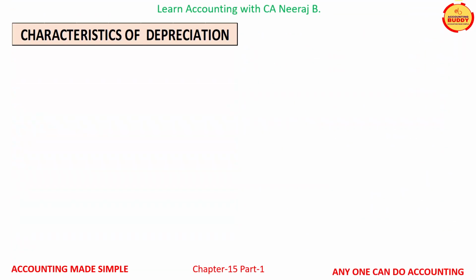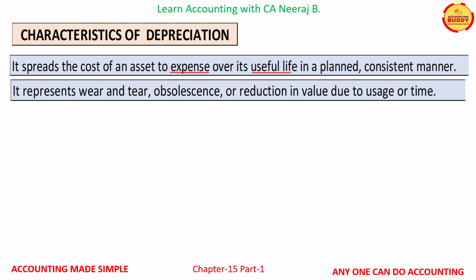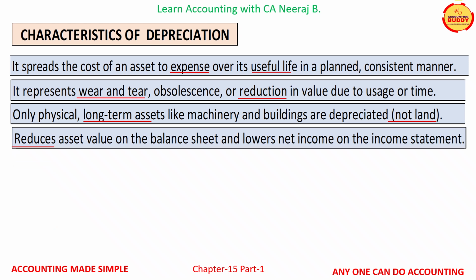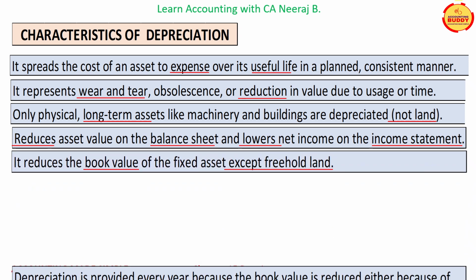Let us learn key characteristics of depreciation. It spreads the cost of an asset to expense over its useful life in a planned, consistent manner. It represents wear and tear, obsolescence, or reduction in the value due to usage or time. Only physical long-term assets like machinery and building are depreciated and not land. It reduces asset value on the balance sheet and lowers net income on the income statement. It reduces the book value of the fixed asset except freehold land.